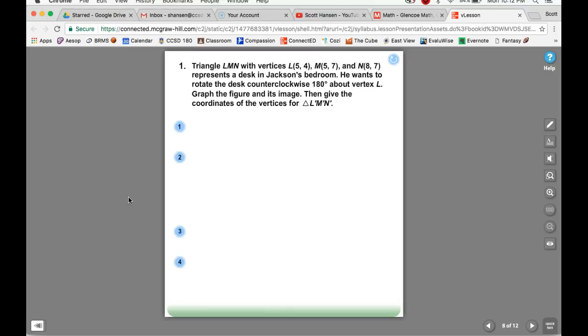So this is example one. Again, you have this on your packet. It just looks a little different on my screen. The reason for that is because I'm going to try my best to give you the step-by-steps, because it would be easier if I was there. So I'm trying to do the best that I can for you.